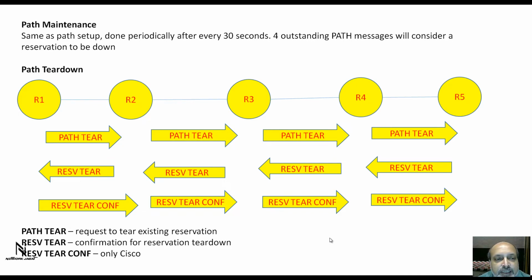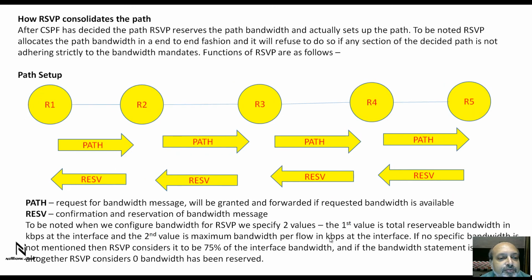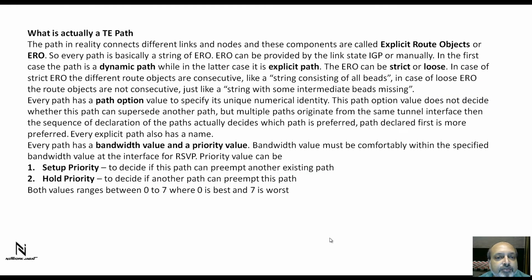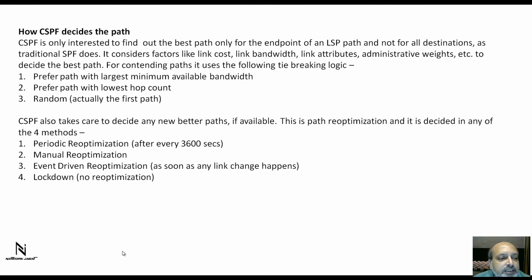So what does that specify? When it is a question of path maintenance, it is done periodically after every 30 seconds, right? Don't confuse it with path reoptimization. We have already discussed path reoptimization, whose default value for periodic reoptimization is 3600 seconds, that is 1 hour. Now this path reoptimization is in the hands of CSPF.